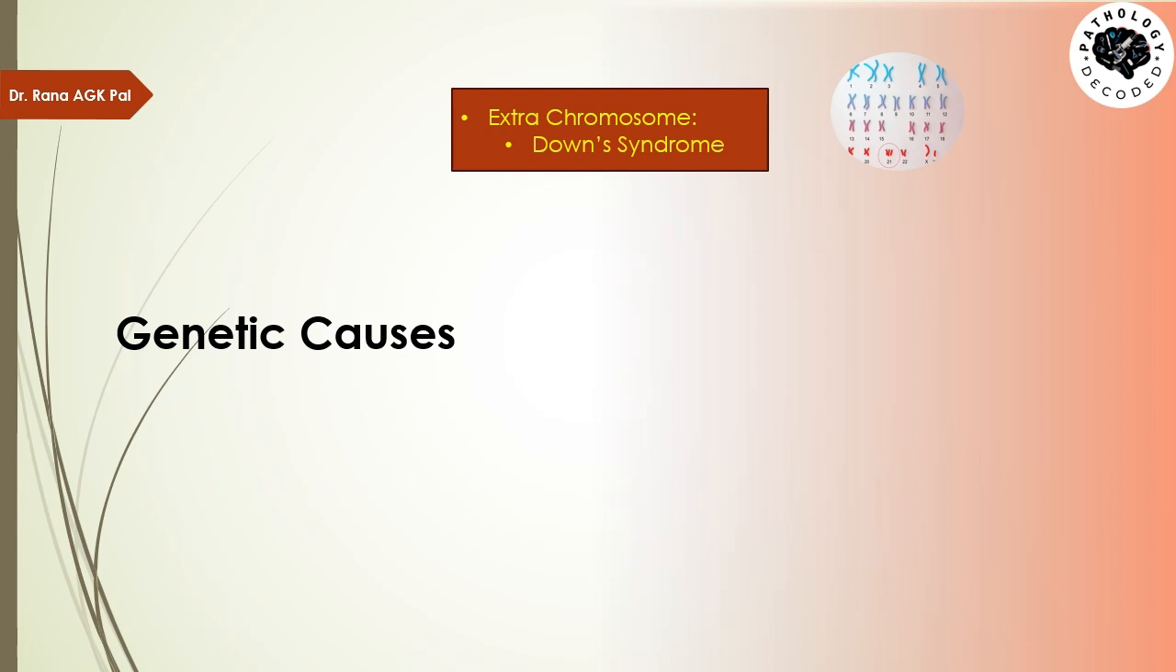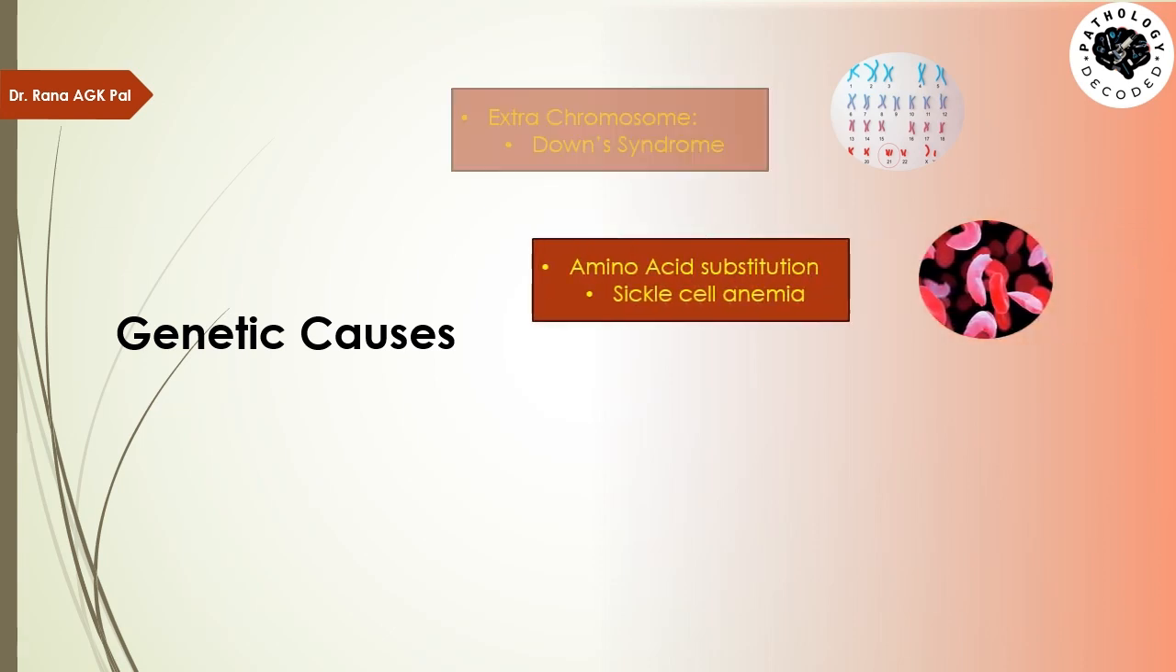So in a condition like Down syndrome, all of you know that we have got number 21 chromosome. Instead of being present in pair, we have got it in triplets. So there are 3 sets of chromosome 21 in Down syndrome, and that leads to different type of cell injuries in the body. Secondly, we have a condition known as sickle cell anemia.